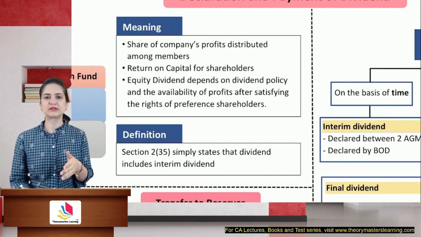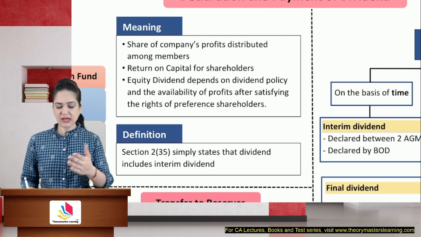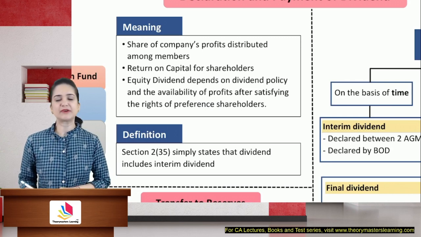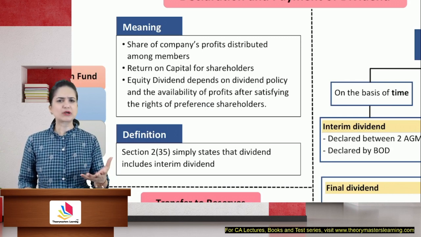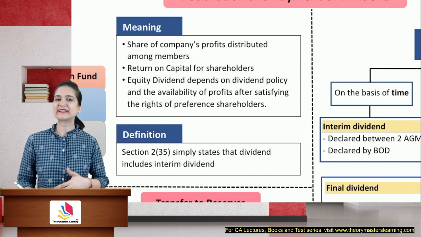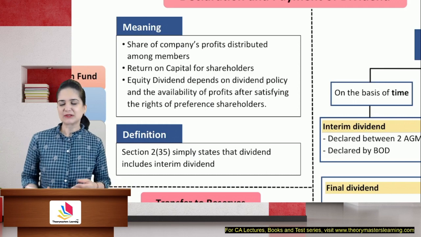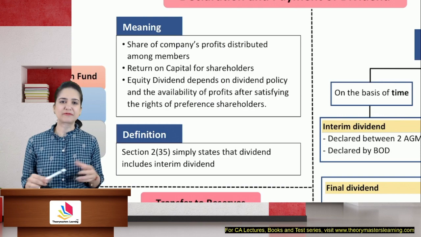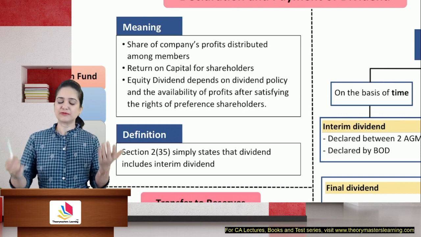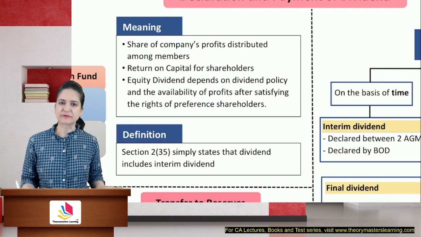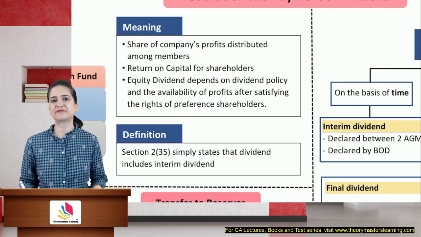Now, the shareholders are members in that case. They provide finance to the company, they give capital to the company, so they want something in return, and what they get in return is dividend. Now, the company says that we have earned profit because of your money, so we would like to share some percentage of profit with you.